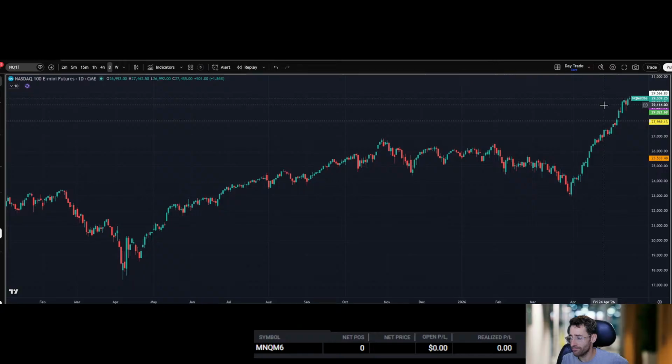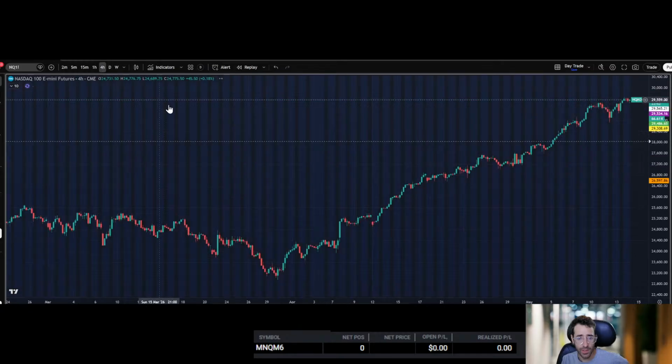When the market's super strong like this, typically I want to look for a pullback to go long. You don't really want to fight the market's direction much. So that's something to keep in mind.